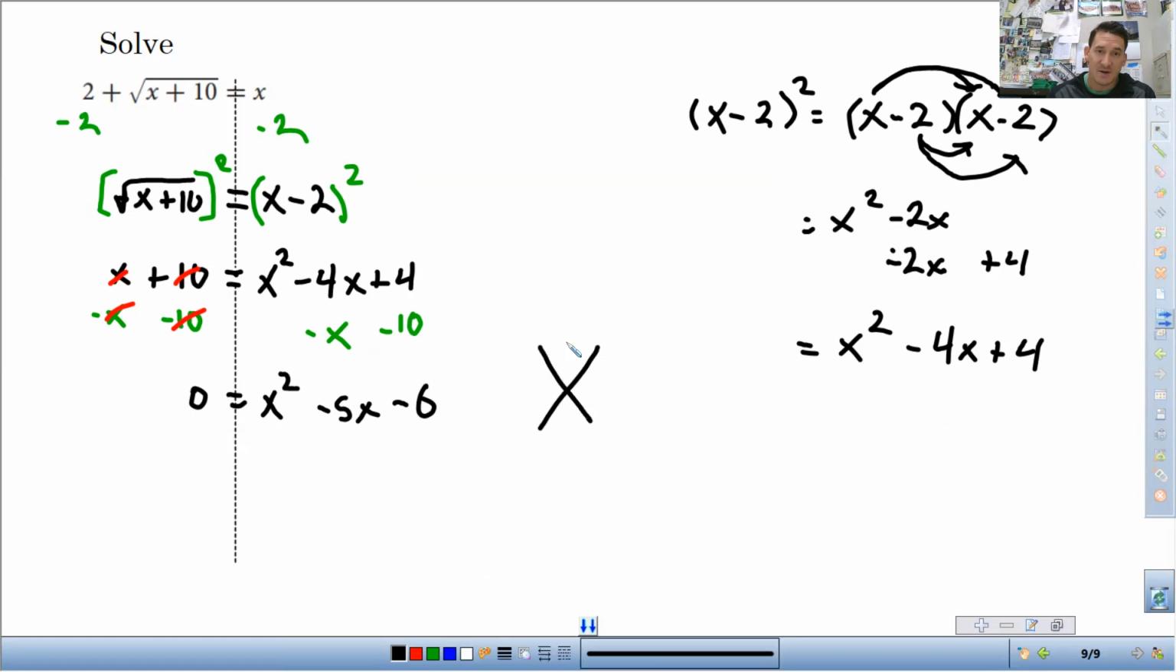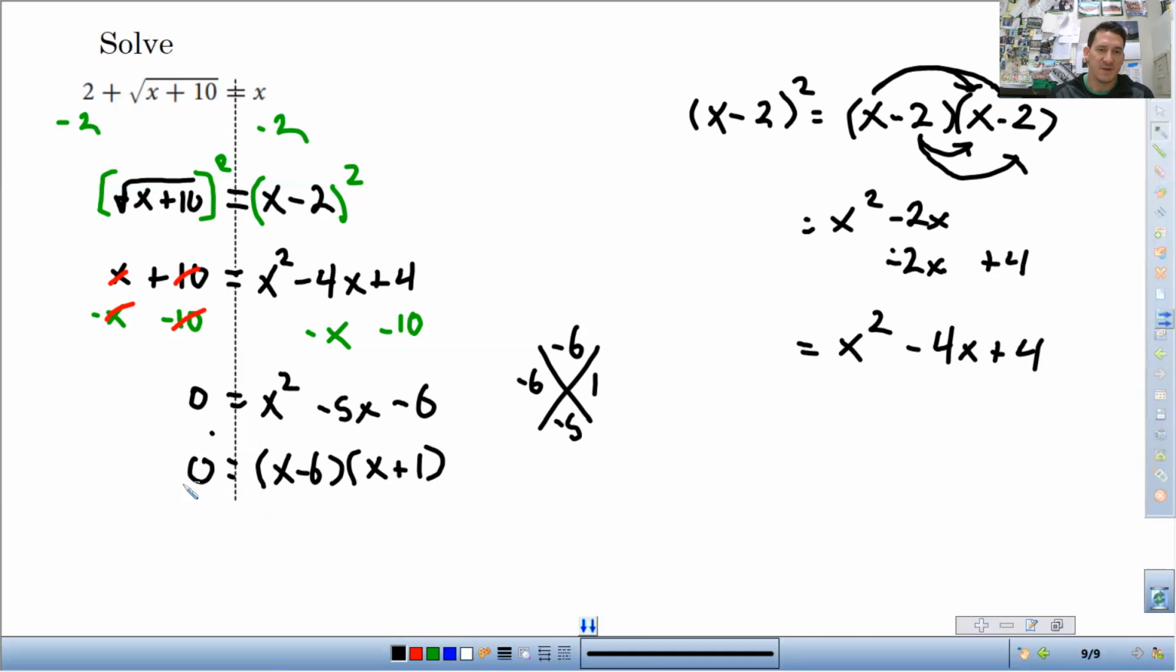Need to use an X factor to factor that. So negative 5, negative 6: factors of negative 6 that add to negative 5. That's negative 6, positive 1. So x minus 6 times x plus 1.